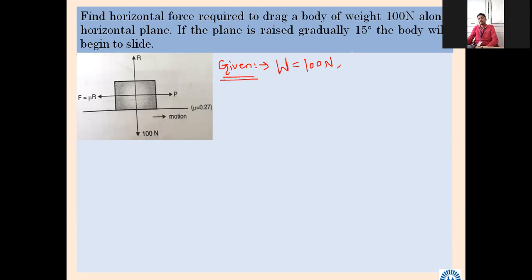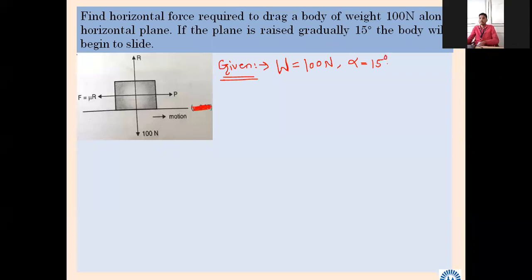Next, anything else given? Mu. Yes. What is the angle? Alpha. Actually, this word alpha is given, sir. What is that alpha? 15 degree. What is the name of that angle alpha? What do we call it? Angle of repose. Very good. Angle of repose. At least some of you got this.